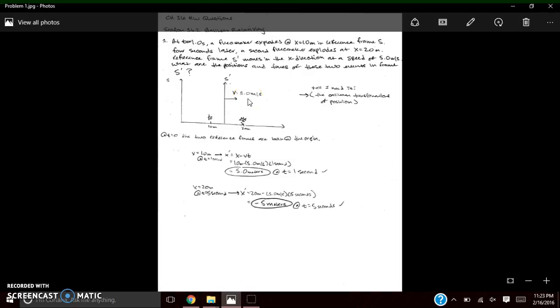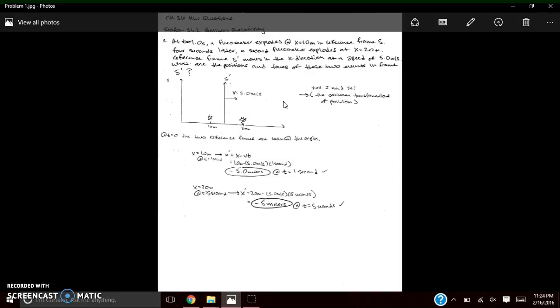And then, from the book, all I really need is the Galilean transformation of position. I don't need anything else besides the Galilean transformation of position, because that will give me the position of these two events occurring in x prime.